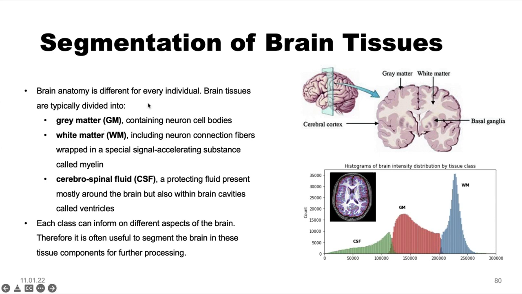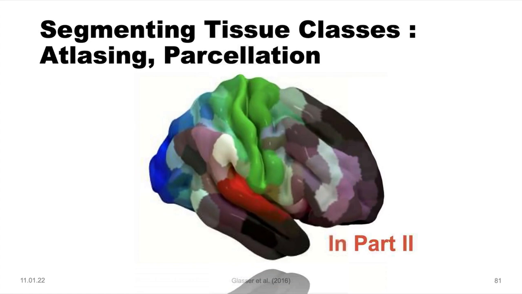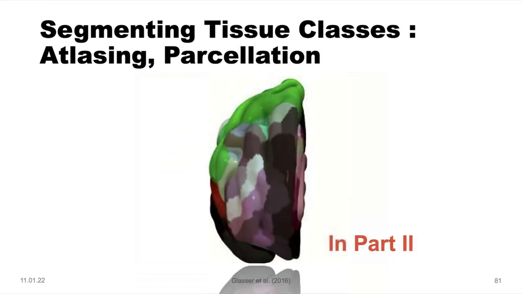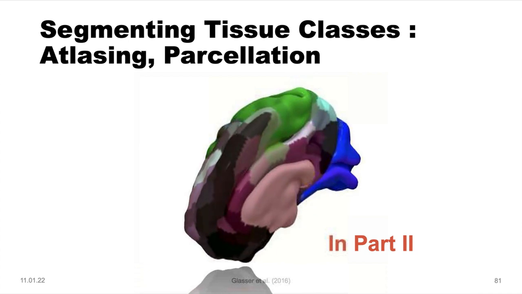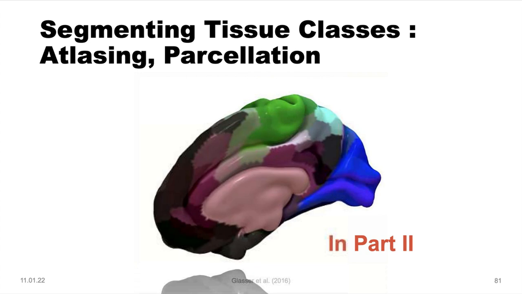Just a quick thing, because we talked about this: we can divide the tissue types into gray and white matter and cerebrospinal fluid. Each class can then inform the different aspects of the brain. And it's also useful to segment the brain in these components for further processing, because as you might know, the cell bodies mostly lie in the gray matter of the brain, and the white matter mostly consists of the myelinated fiber tracts, so the connections between the neurons. And next to the segmentation into tissue classes, you can also segment the brain into different compartments, which we will be focusing on in part 2.